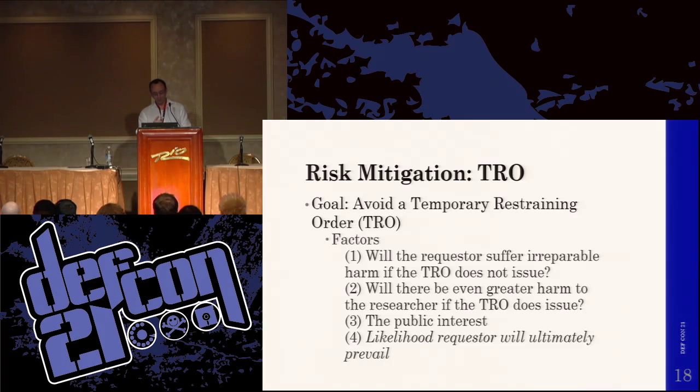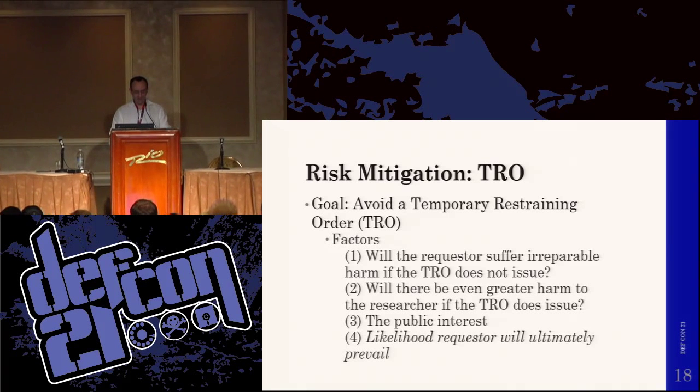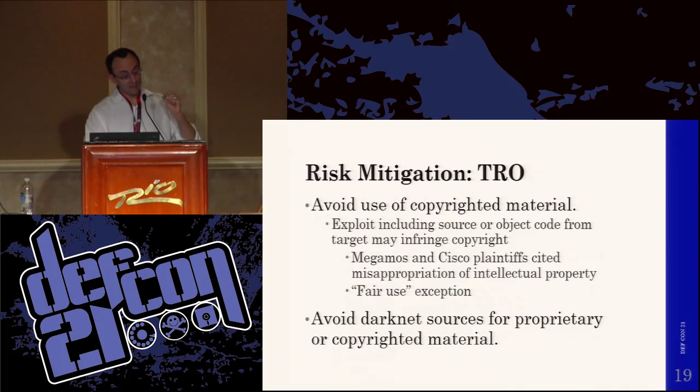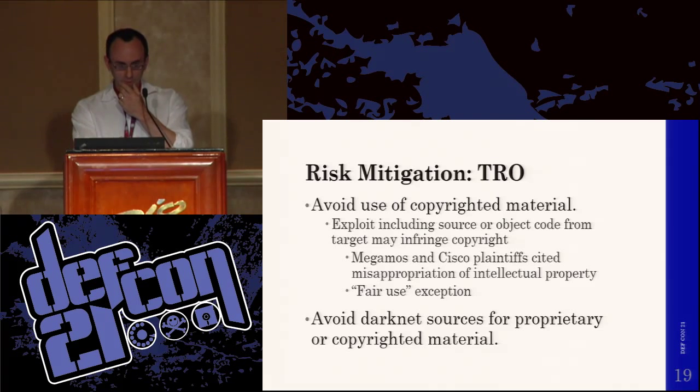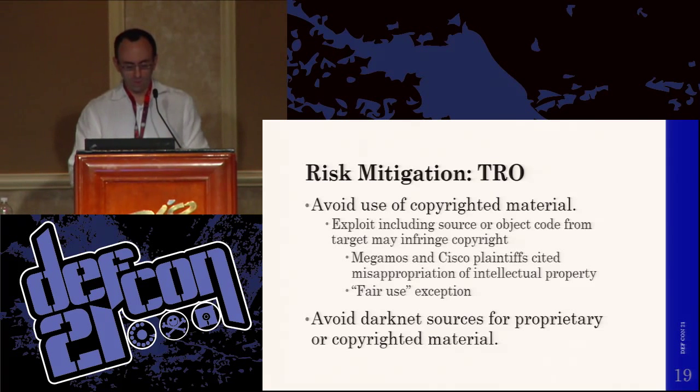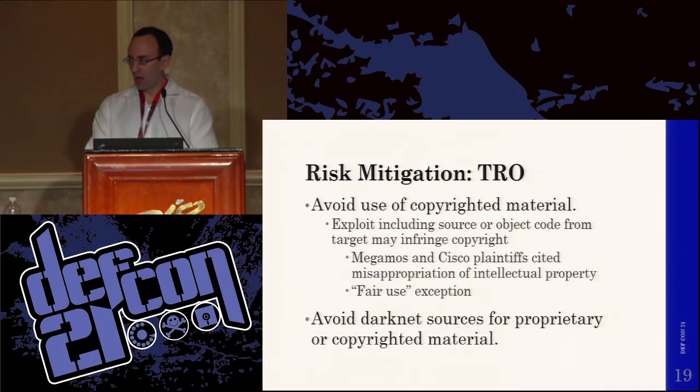The last factor is the likelihood a requester will ultimately prevail, and this is really the one we need to focus on, because the VW group has to have a cause of action. They can't just say we don't like it. They have to say, here's why you need to stop, and it's because you did something bad to us. And in the case of the VW group, the Megamos case, and also in the case of the Cisco disclosure, what we had was the use of copyrighted material. And that was the hook that got the TRO to issue.